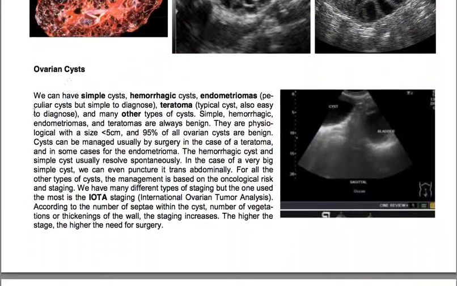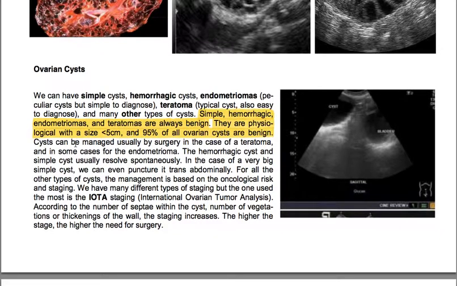We have then ovarian cysts. We can have simple cysts, hemorrhagic cysts, endometriomas, a peculiar cyst but simple to diagnose, teratoma, a typical cyst also easy to diagnose, and many other types of cysts. Simple, hemorrhagic, endometriomas and teratomas are always benign. They are physiological with a size less than 5 centimeters, and 90% of all ovarian cysts are benign.